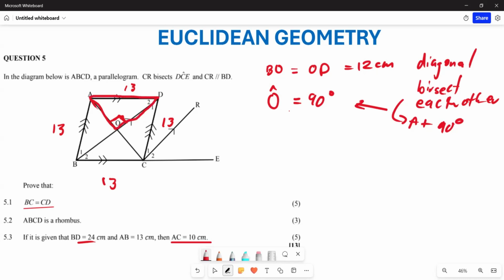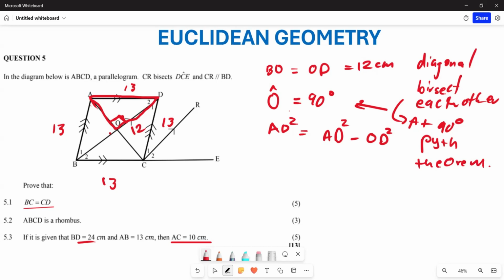Can you see that this is your right angled triangle? You already have this being equal to 12, right? So you can find out what your AO is. You're going to say your AO squared is going to be equal to AD squared subtract OD squared. The reason here is the theorem of Pythagoras, right?